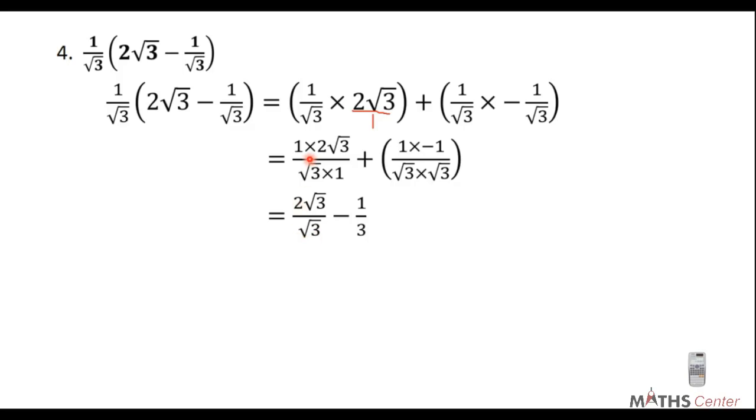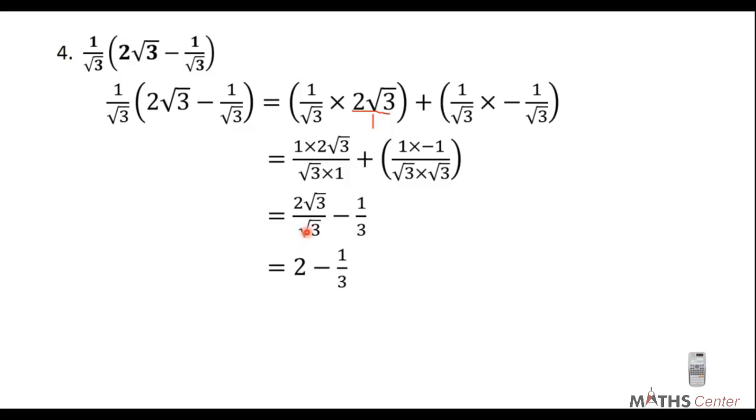We know that 1 times 2 root 3 will give us 2 root 3. Square root of 3 times 1 will give us square root of 3. Then minus, since you have the minus here, you bring it here. Minus 1 times 1 will give us 1. So you can see from here that 1 times minus 1 gives us minus 1. So the negative will now come outside here to give us minus 1 over square root of 3 times square root of 3, which will give us 3.